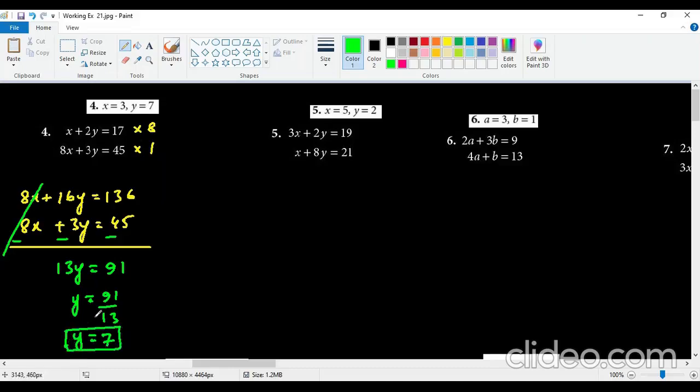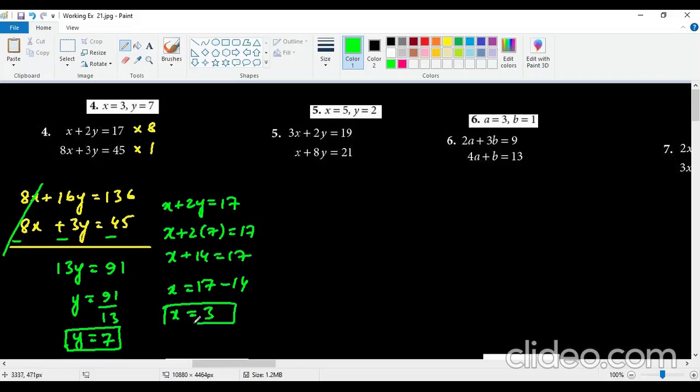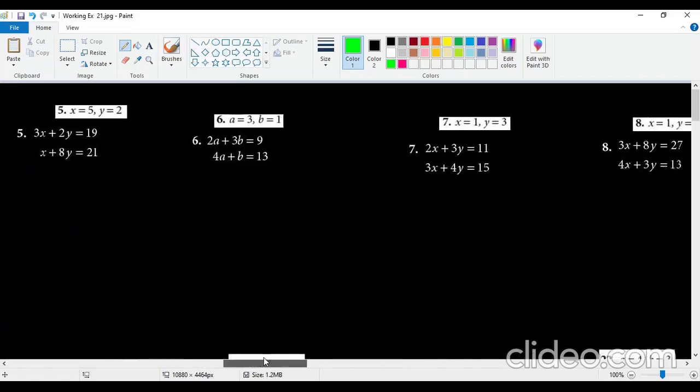Using any equation you feel like, x plus 2y equals 17. The value of y is 7. So x plus 2 times 7 equals 17. That means x plus 14 equals 17, and x equals 17 minus 14, which is going to give us 3 as the answer for this question. Moving on to question number 5.